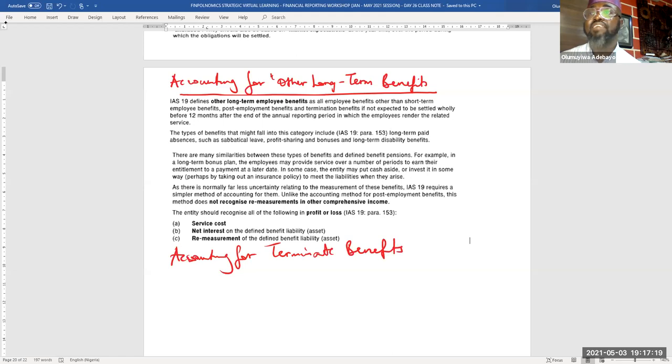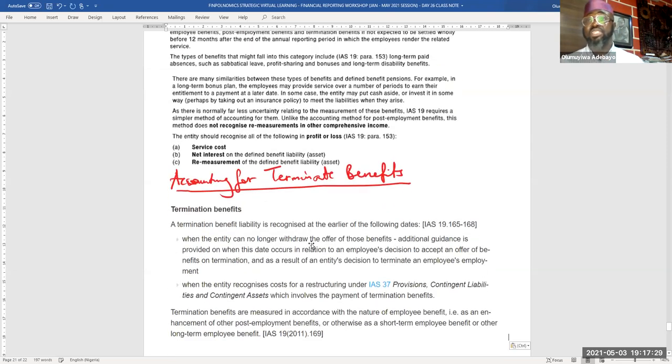And this will be accounted for in a similar way with short-term benefits as it falls due. But what is critical about it is what I've shared with you. Can somebody read it?